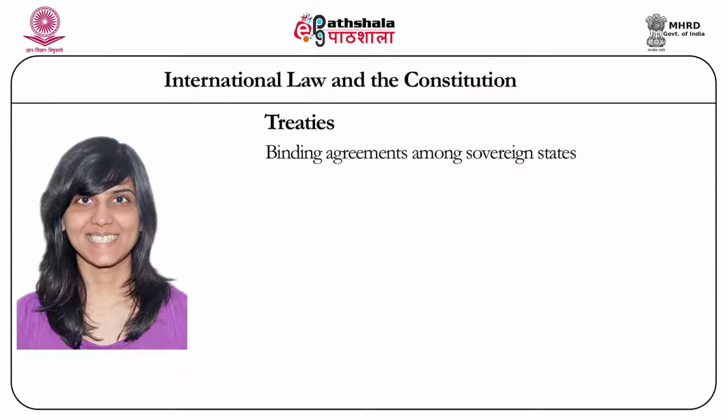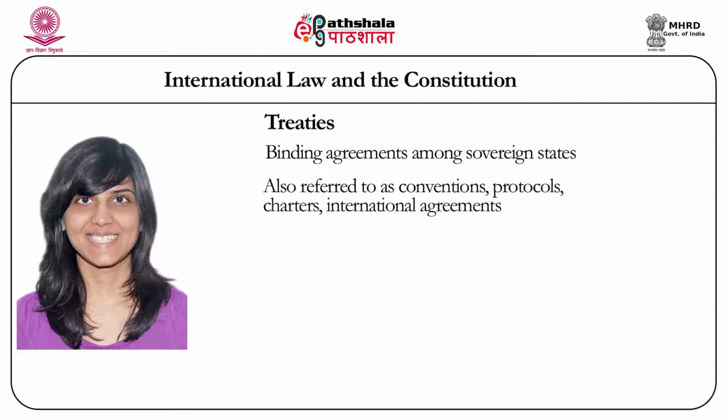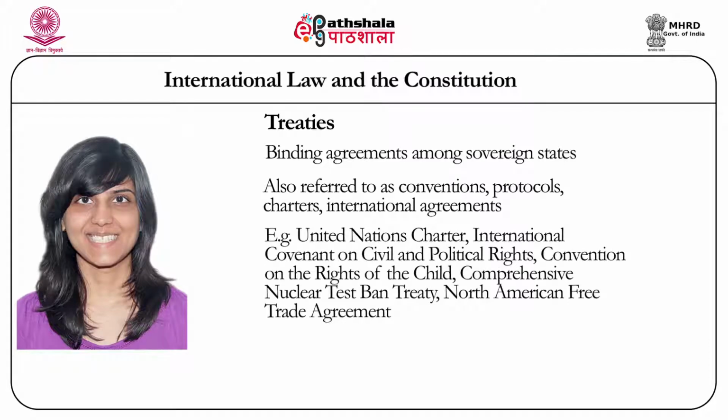There are several terms used to describe such agreements, including treaties, conventions, protocols, charters, or international agreements. For instance, the United Nations Charter, the International Covenant on Civil and Political Rights, the Convention on the Rights of the Child, the Comprehensive Nuclear Test Ban Treaty, and the North American Free Trade Agreement are all examples of treaties.